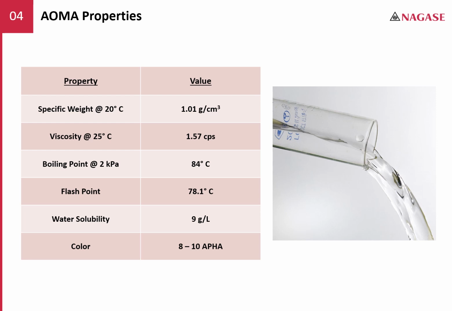And here are the properties of AOMA itself. For the most part, they're exactly what you'd expect from a small molecule, but the one that is quite significant is its very low viscosity. The viscosity at 25 degrees C is 1.57 centipoise. So it is extremely low viscosity, and this is why it acts as a very exceptionally effective diluent. Other than that, its properties are as you'd expect from a small molecule.